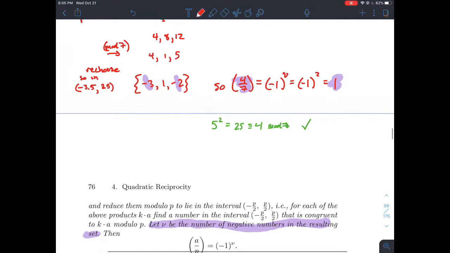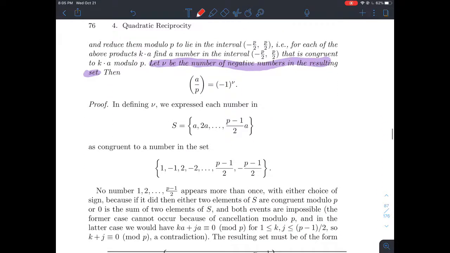How do we do this? So what are we going to do again? Remember, we have an a that's just not congruent to 0 mod 7. I make this list of the first (p minus 1)/2 multiples of a. I'm going to reduce them mod 7, and again, I'm going to pick the representative so that it lies in this interval from minus p/2 to p/2.